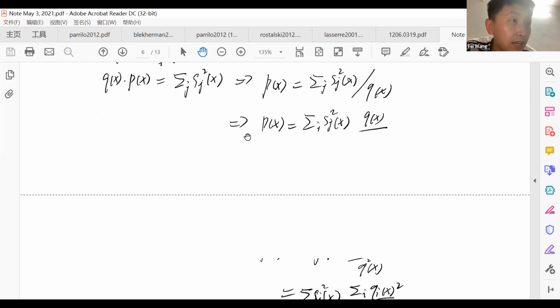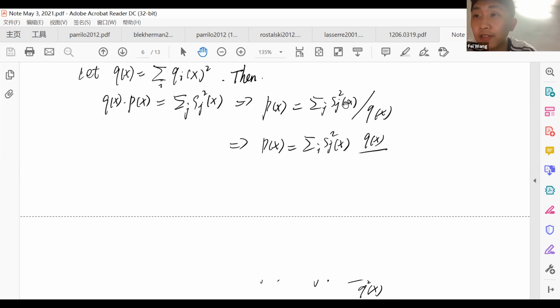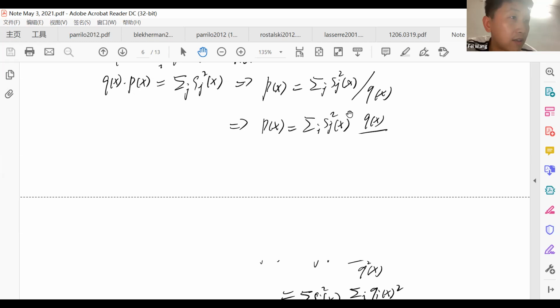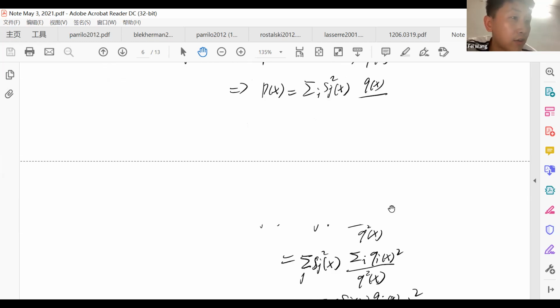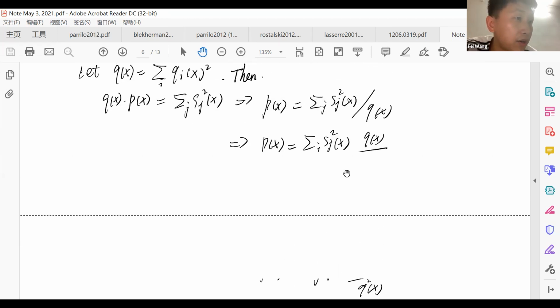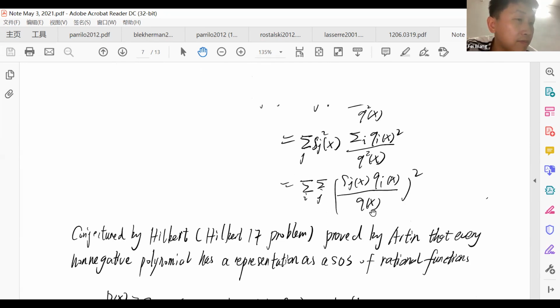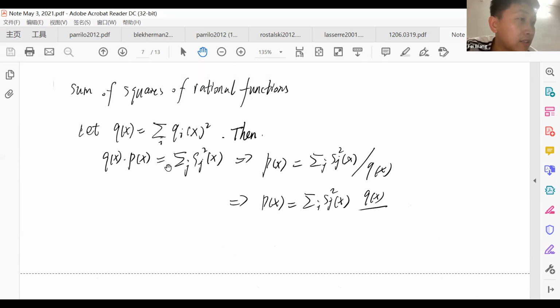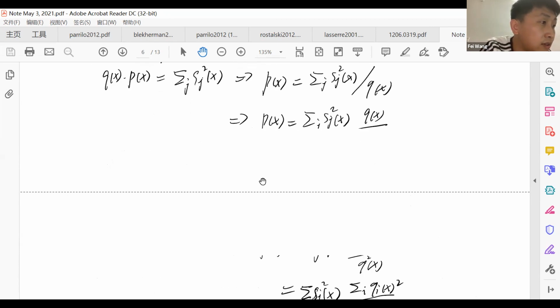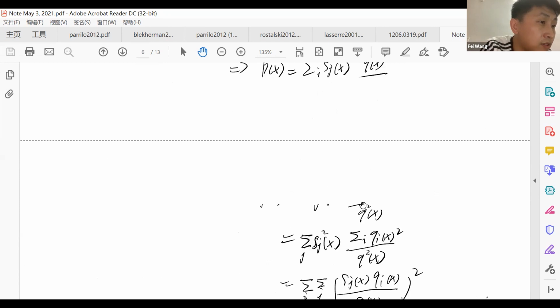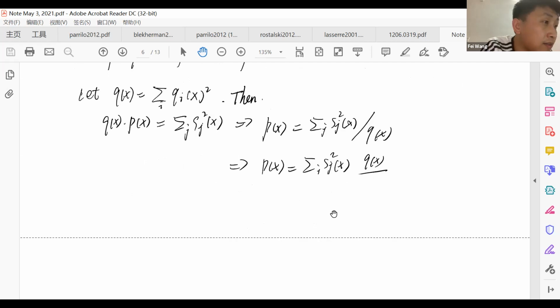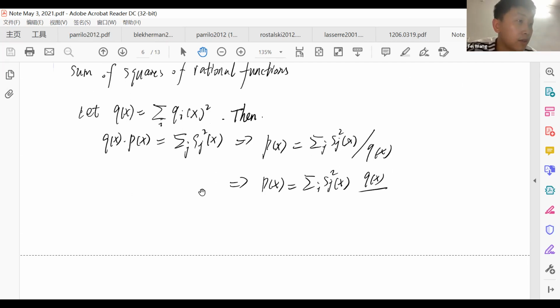And therefore we can write p(x) by dividing q(x) from both sides. After some calculation, 1 over q(x) becomes q(x) divided by q(x) squared, and since q(x) is a sum of squares, we replace it by the sum of q_i(x) squared. Eventually, we have that p(x) is a sum of rational squares. So if q(x) and q(x) times p(x) are sums of squares, then p(x) is a sum of rational squares.